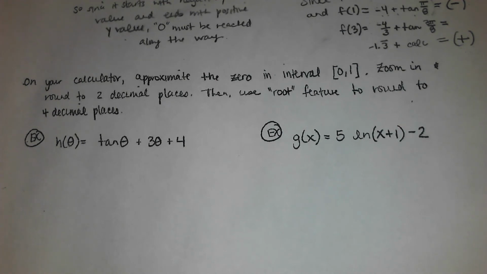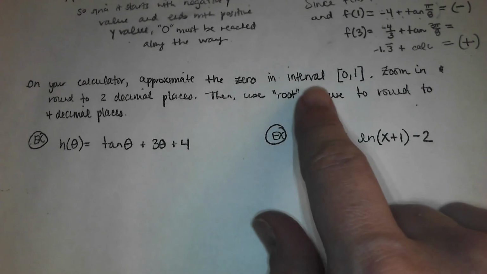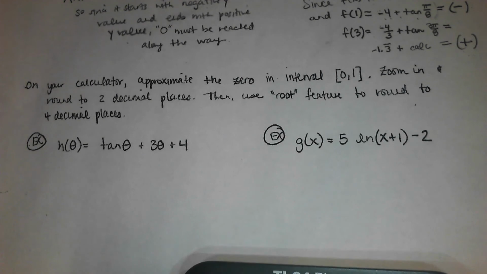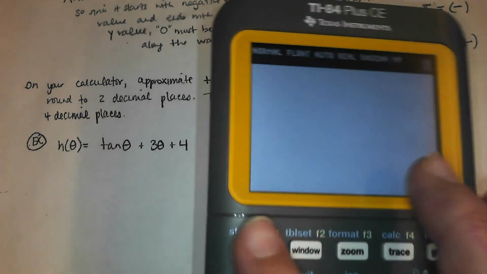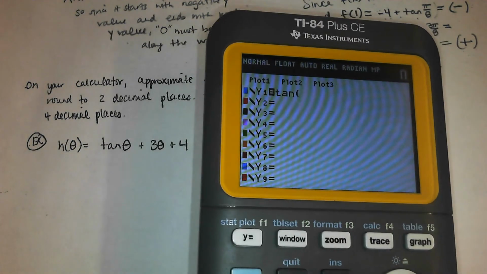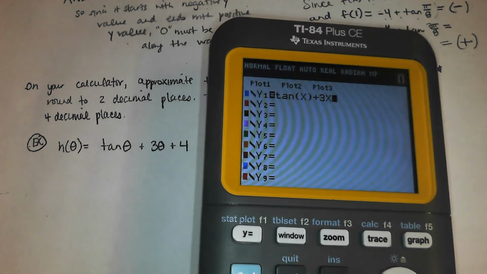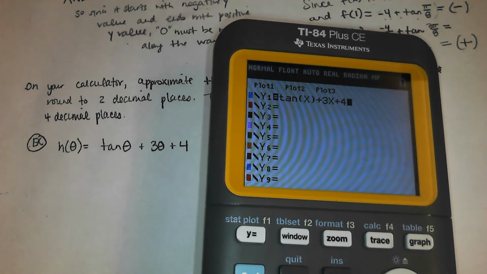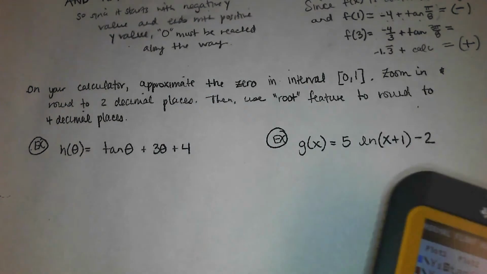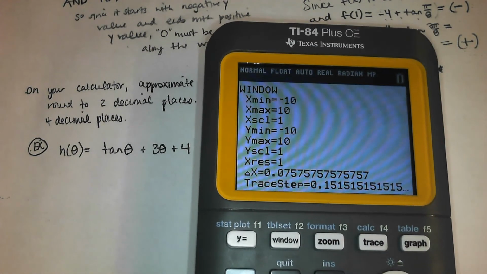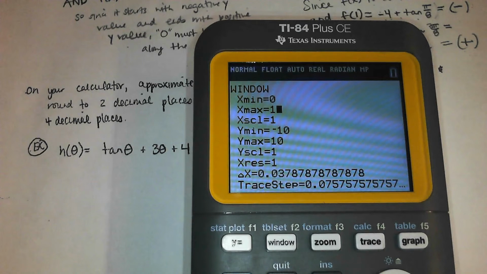So approximate where the 0 would be in the interval from 0 to 1. So we're just going to plug in that function, tan of theta plus 3 theta plus 4. And we only care about the x interval from 0 to 1. So on your window, 0 to 1 on your x-axis is all we're looking for.